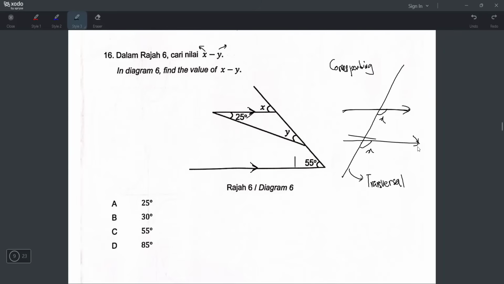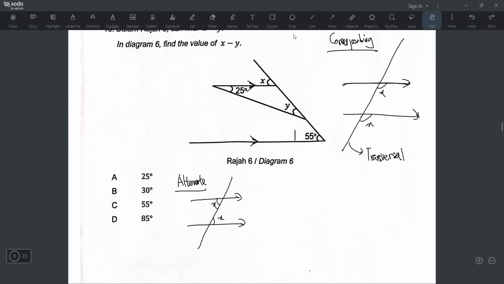But the two lines have to be parallel, then only it works. Okay, let's mention the next one. When you have two parallel lines and a transversal like that, we can also say that this angle and this angle are also the same. This one we call alternate angles. Alternate means there is a Z shape, did you see a Z? But of course, these two lines have to be parallel. So when it's a Z, this angle is the same, right?